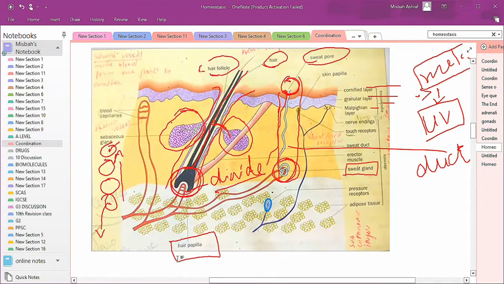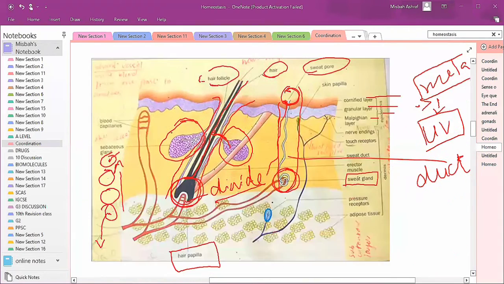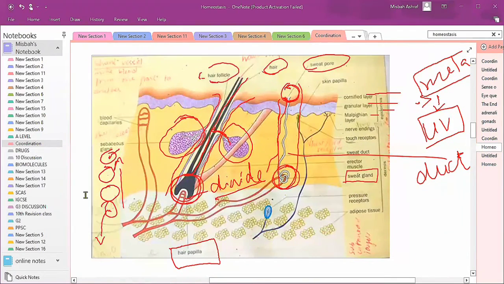Sebaceous glands secrete sebum, and sebum is antiseptic. Antiseptic means it kills the germs which are present on our skin, because that will ultimately be accumulated at the top of the skin. That is antiseptic. It has the antiseptic purpose.